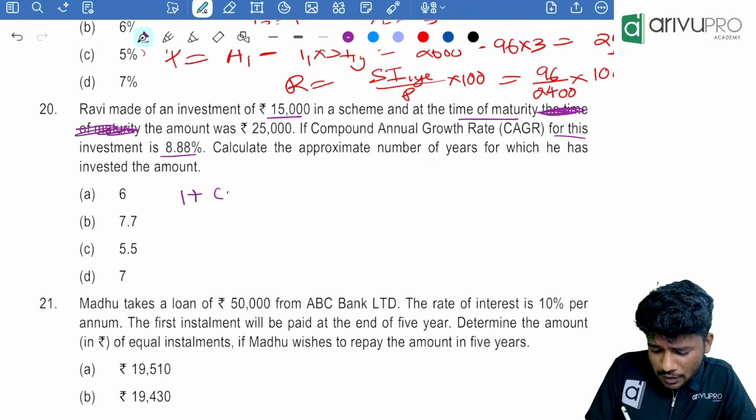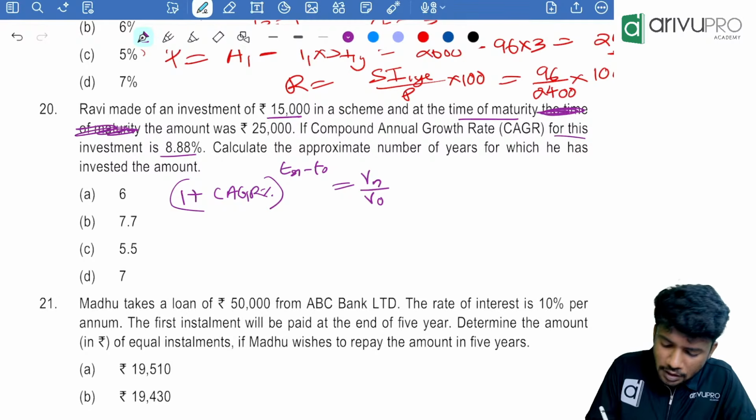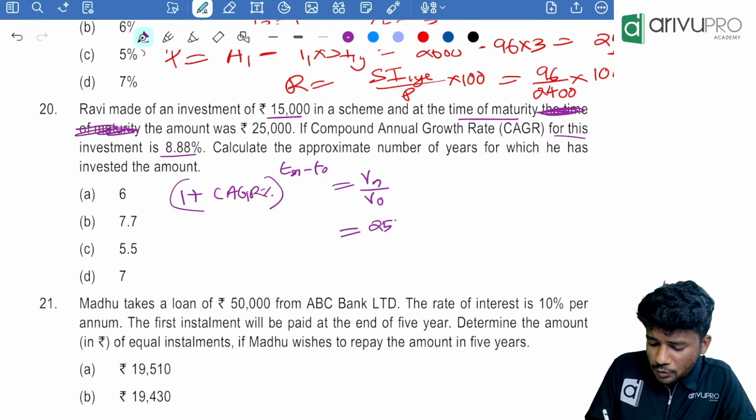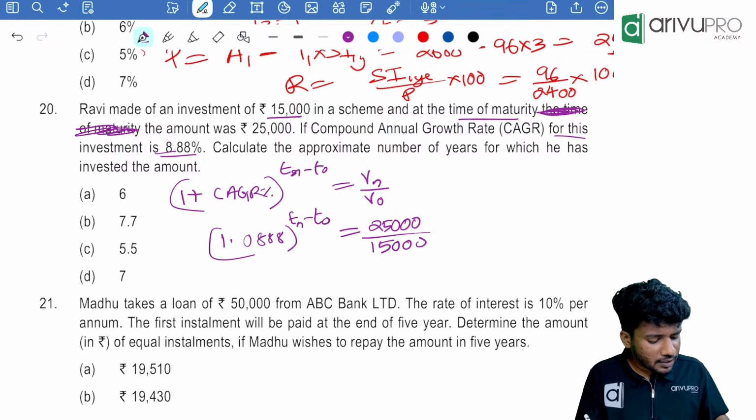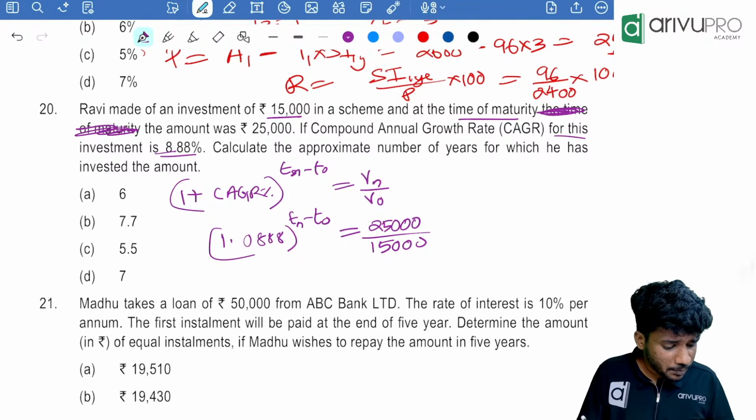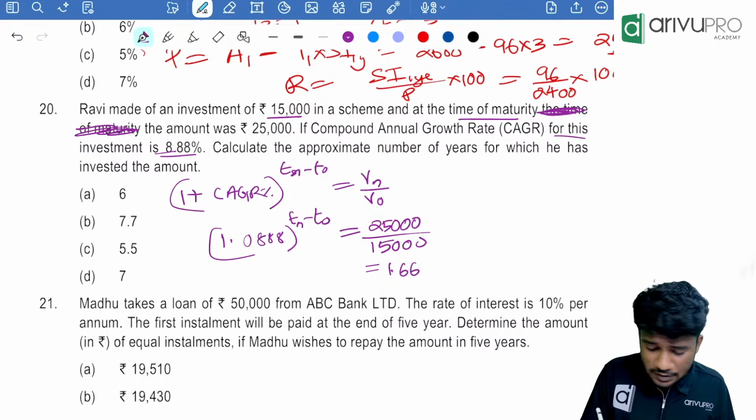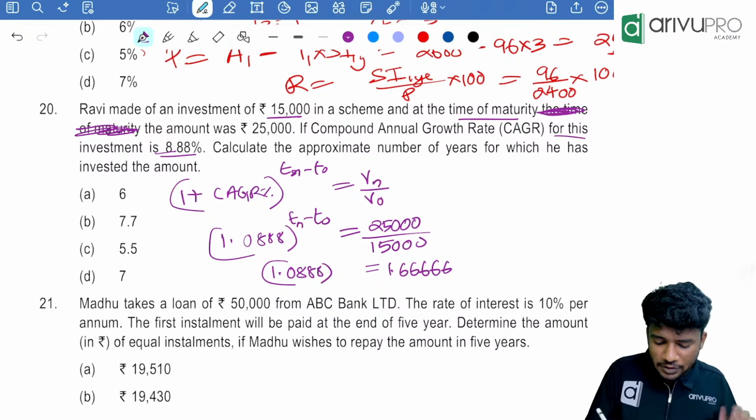Now, people, we know the formula. (1 plus the CAGR percentage) the whole power Tn minus T0 is equal to Vn by V0. Correct? Now Vn by V0 is 25,000 divided by 15,000. You can write 1 plus 8.88 percentage as 1.0888 the whole power Tn minus T0. Now 25,000 divided by 15,000 is nothing but 1.666666, correct?